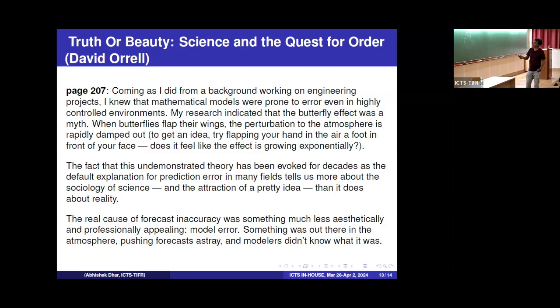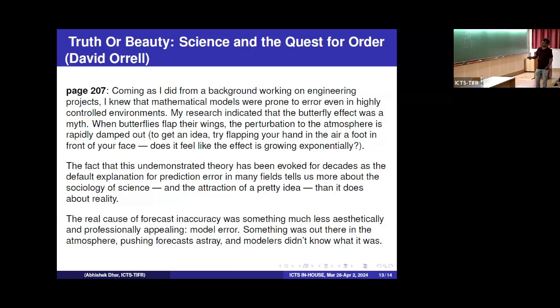Coming as I did from a background working on engineering projects, I knew that mathematical models are prone to error even in highly controlled environments. My research indicated that the butterfly effect was a myth. When butterflies flap their wings, the perturbation to the atmosphere is rapidly damped out. You can try this out, it's obvious, right?